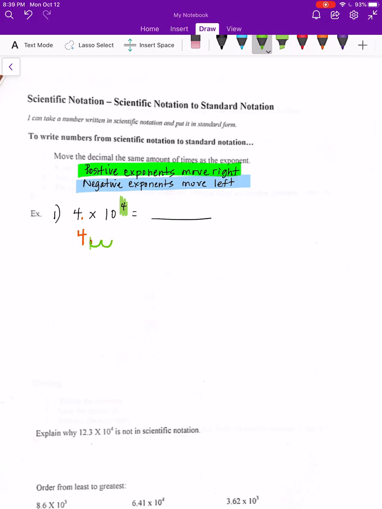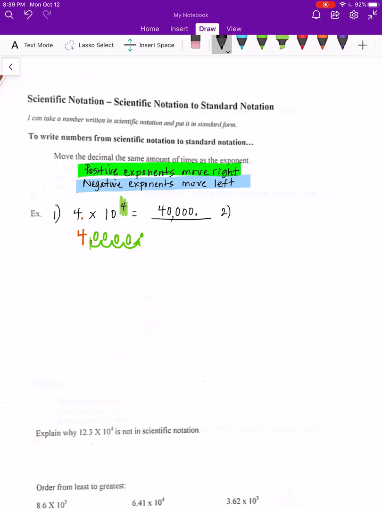1, 2, 3, 4. Now there's nothing to move it around, but I still make those empty little spots. My decimal point is going to go down here now because I'm moving the decimal point. And in those empty little holes, we're going to put zeros. So this answer would be 4 and then 1, 2, 3, 4 zeros, or otherwise known as 40,000. The decimal point is at the end now. You can certainly put it, although you do not have to. And 4 times 10 to the 4th power is 40,000.